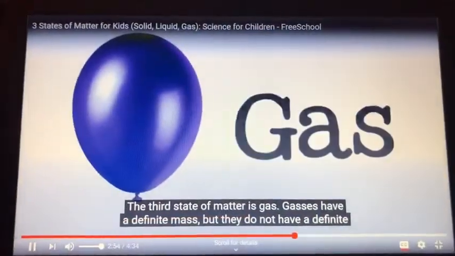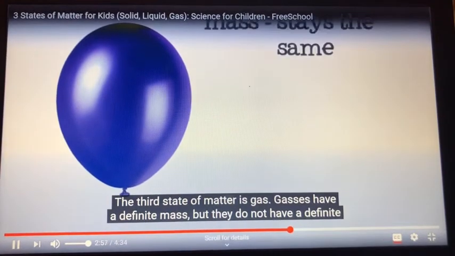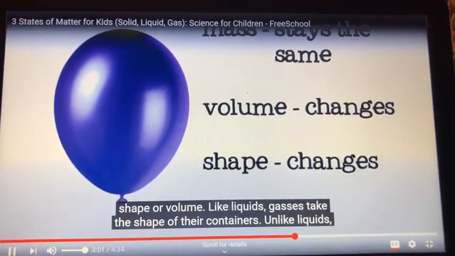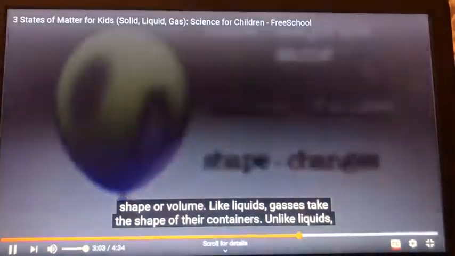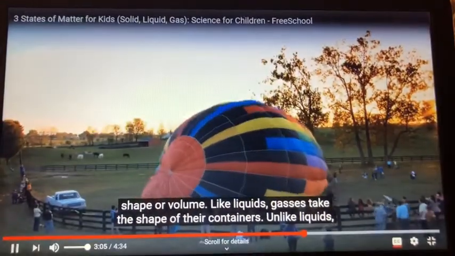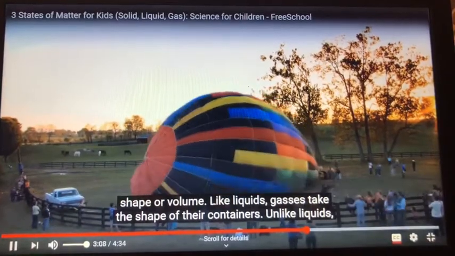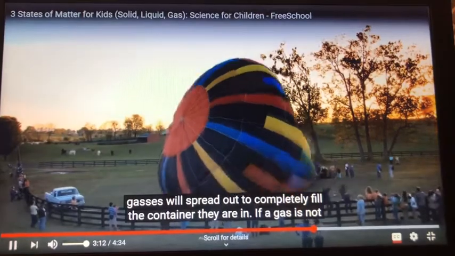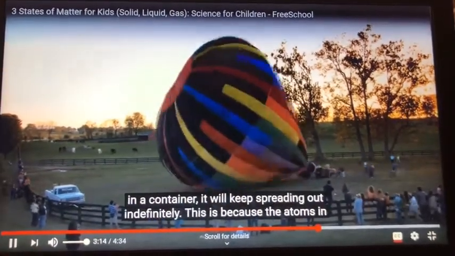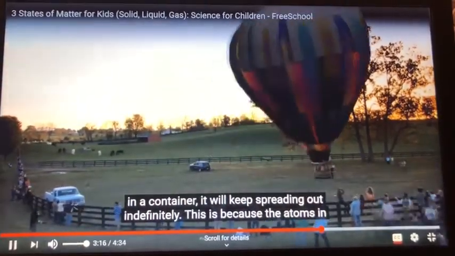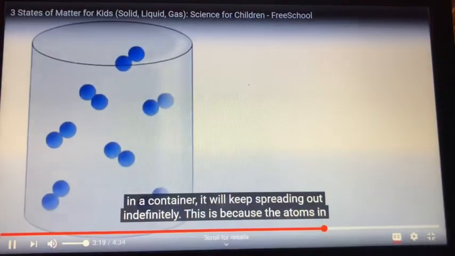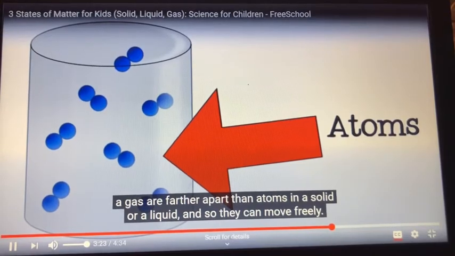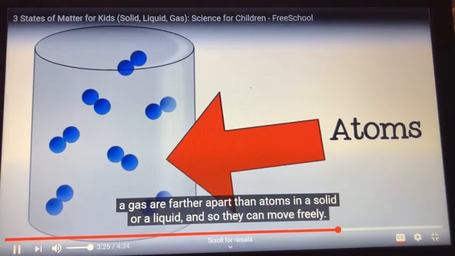Now, gas. Gases have a definite mass, but they do not have a definite shape or volume. Like liquids, gases take the shape of their containers. Unlike liquids, gases will spread out to completely fill the container they are in. If a gas is not in a container, it will keep spreading out indefinitely. This is because the atoms in a gas are farther apart than atoms in a solid or a liquid, and so they can move freely.